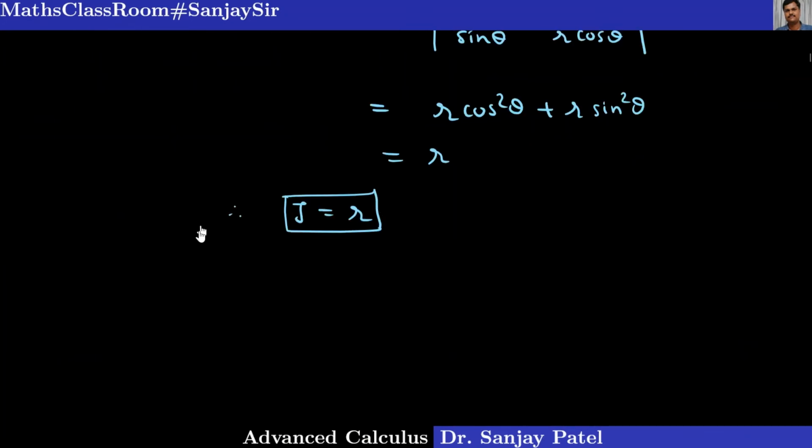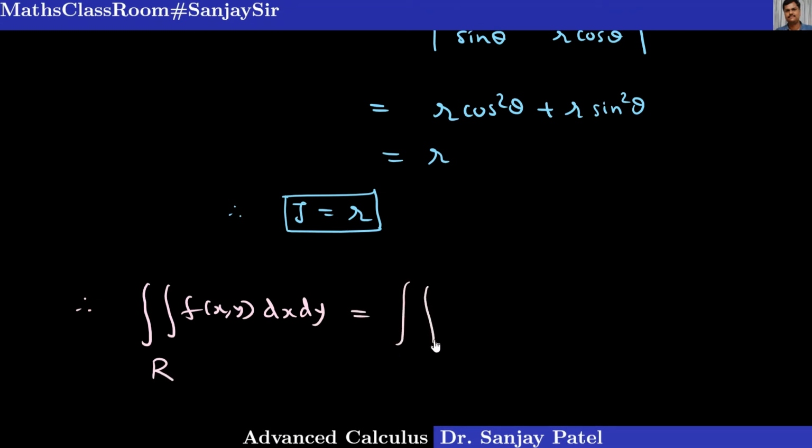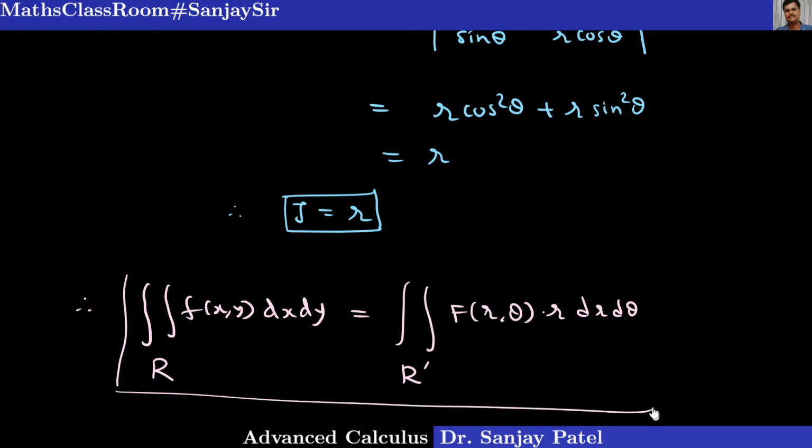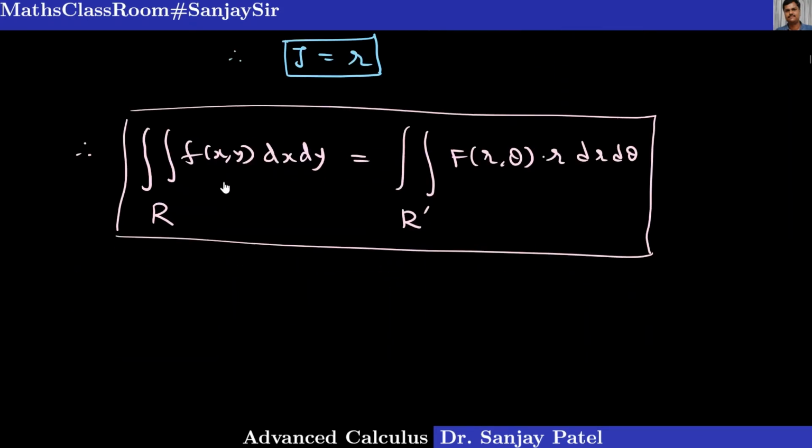So the formula for transforming this double integral of f of x comma y dx dy over the region R is equal to the double integral of f of r comma theta into r into dr into d theta over the new region R dash. So you can remember this formula whenever you want to transform or change the variables from Cartesian to polar, you can use this transformation formula.